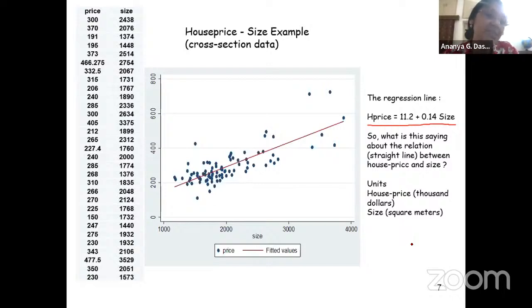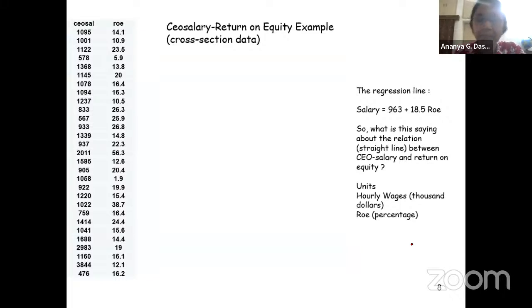And this line is actually estimated using some cross-section data. So cross-section data is basically data that we collect at one point of time and where the variance in the data, so the reason you have different sizes and different prices of houses, is basically that these pertain to different units. Okay. So that's the basic idea behind cross-section data. Now I've got some more examples of cross-section data and regression lines and how we interpret them.